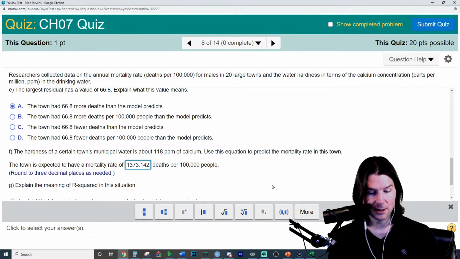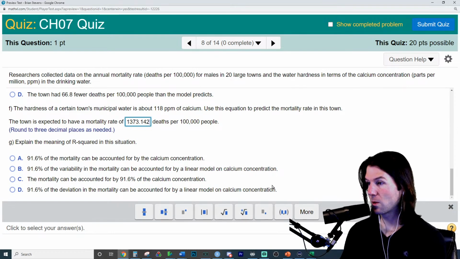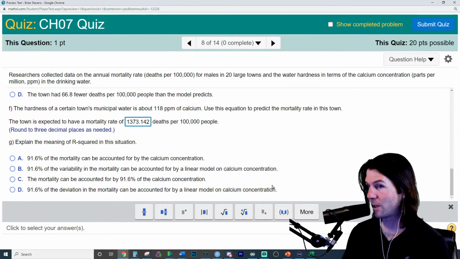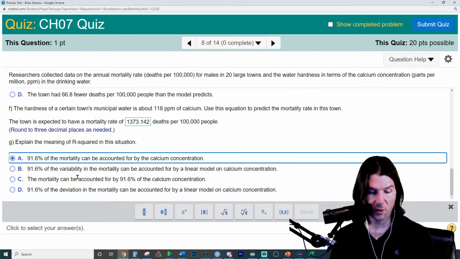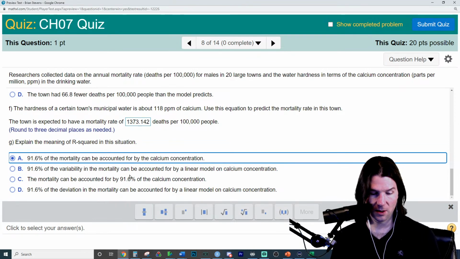3 decimals, we got it. Explain the meaning of r squared. So r squared is the percent of variation in y explained by the variation in x. So 91.6% of the variation in the mortality rate can be accounted for by the calcium. 91% deviation, 91% in the linear model. What you went?